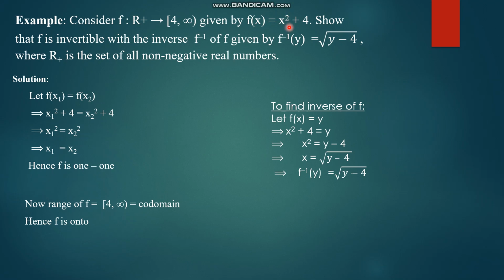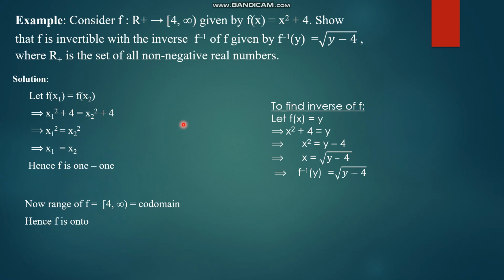positive because of the square. So when you give it as 0, 0 square is 0, so 0 plus 4 is 4. So the minimum value this can take is 4, and maximum it can go up to infinity. So the interval is left closed, right open, 4 to infinity, and that's nothing but the codomain. And we know that if range is equal to codomain, the function is onto. This can be done only for such problems, not for the problems with f from R to R.